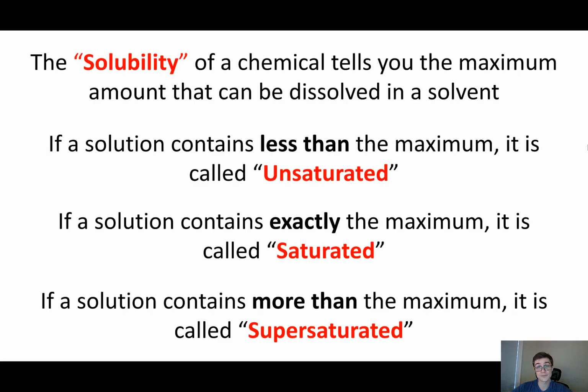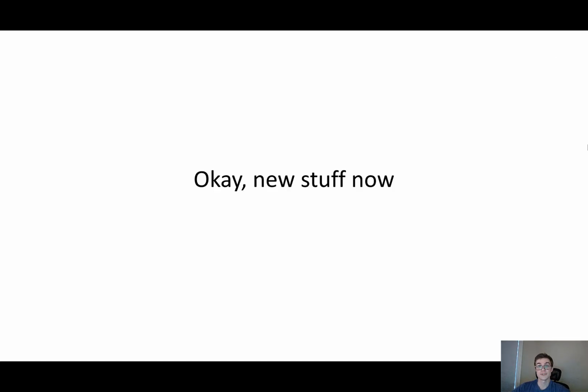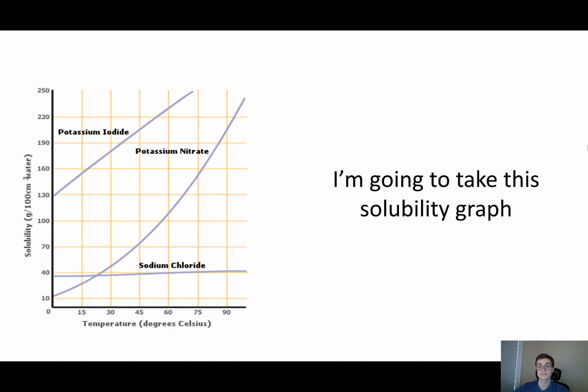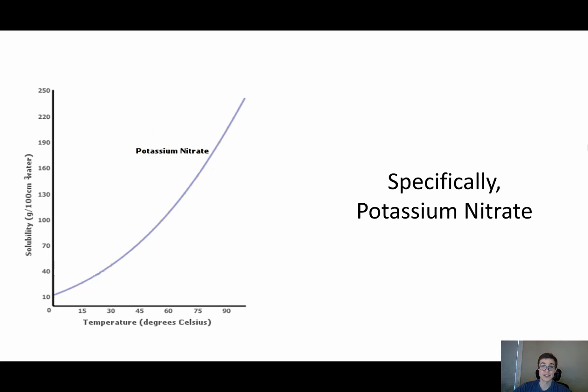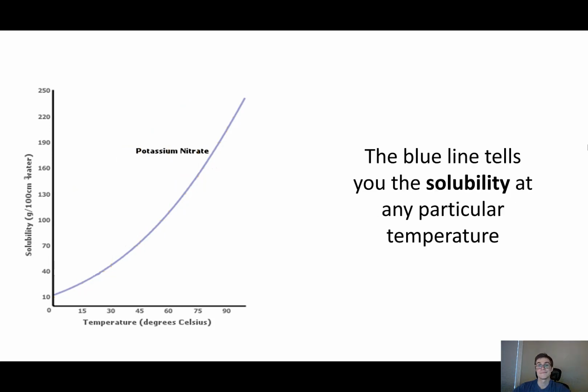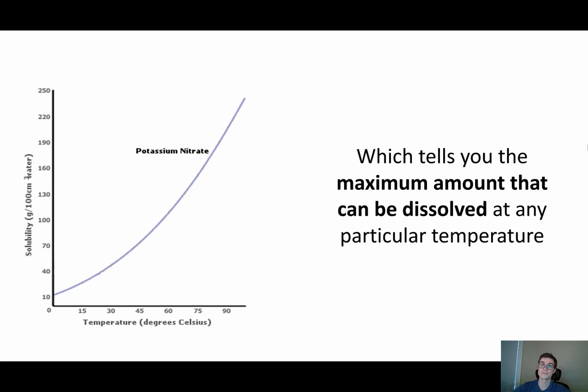So you need to remember these four things for this lesson to make sense. Okay, so now new stuff. I'm going to take this solubility graph and temporarily focus on only one chemical to make this easier for you. Specifically potassium nitrate. That's what I'm going to look at. This blue line tells you the solubility of potassium nitrate at any particular temperature, the maximum amount that you can dissolve in water.